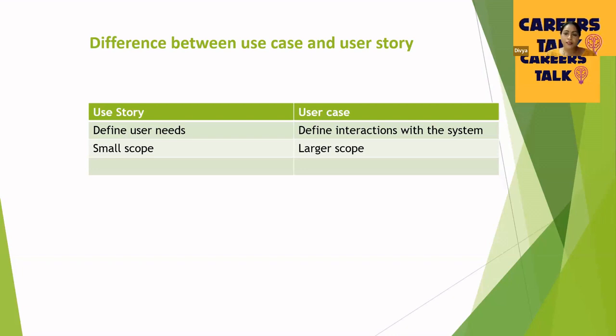User story defines the user needs. It defines a smaller need of the user. For example, a user wants to do an online amount transfer. That is a small need of the user, where he wants to transfer an amount from one account to another. It just describes the smaller scope of the requirement.